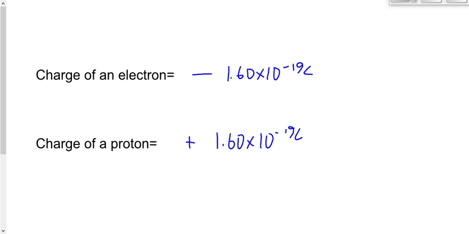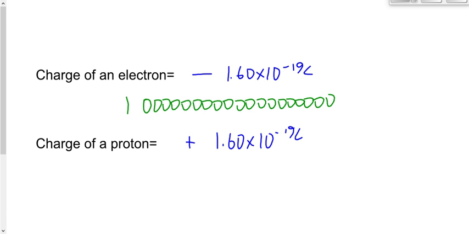That's a small amount of charge. That means that it takes a whole lot of electrons and protons to give you a coulomb of charge. In fact, it takes about 10 to the 19 electrons to make a coulomb of charge. That gives you, I think, a better idea as to how much a coulomb of charge really is.